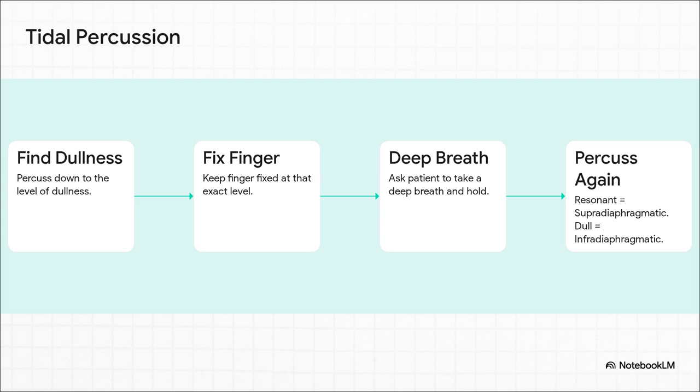If the note suddenly becomes resonant, bingo! The pathology is supra-diaphragmatic. Normal lung has physically moved down into that space during inspiration. But if the note stays dull despite full inspiration, well, you've just proven the diaphragm itself isn't descending properly, or there's something occupying the space right below it.